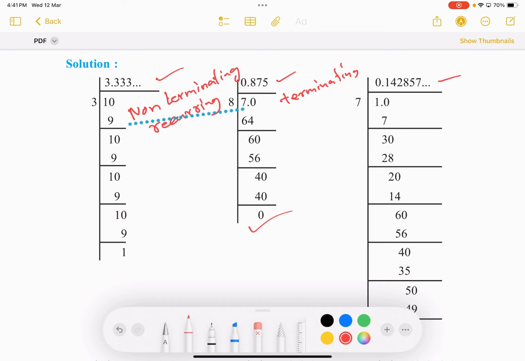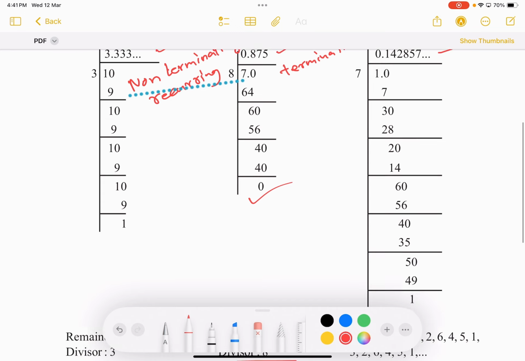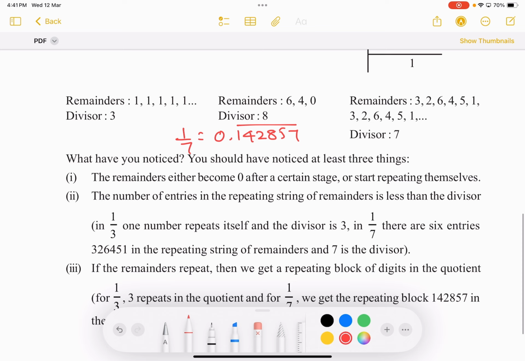This is because it's a rational number. But for an irrational number, it will not be like this. It will keep on going, so 0 will never come, and the repeated number will not come. That is called an irrational number. Since it is a rational number, either it will reach 0 or start repeating itself.